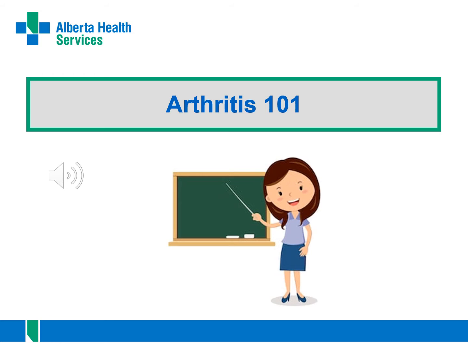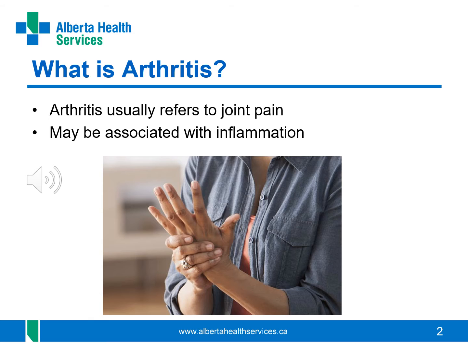Today, I will be giving you a brief overview of arthritis. Who gets it? What is it? Where does it occur? Why do people get it? And how does it affect your body? So let's get started. The word arthritis means joint inflammation.